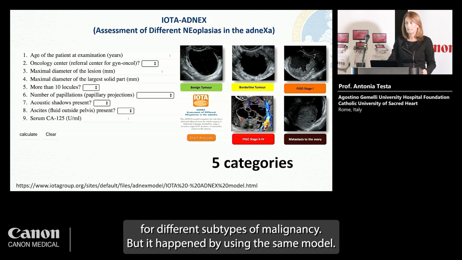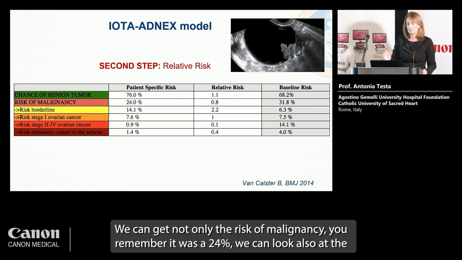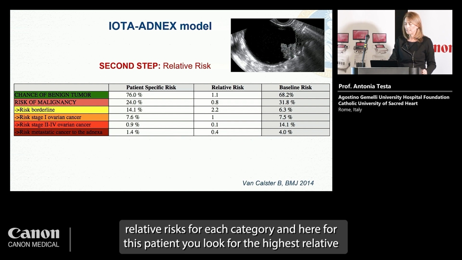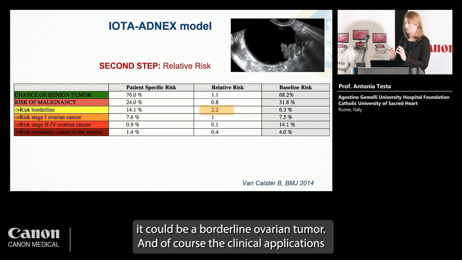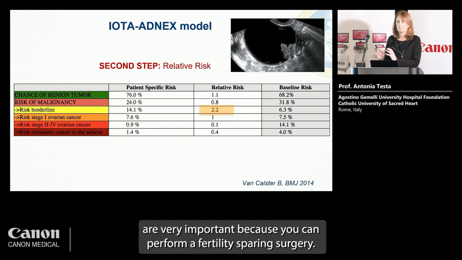But it happened. By using the same model, we can get not only the risk of malignancy, you remember it was 24%, we can look also at the relative risks for each category. And here, for this patient, you look for the highest relative risk. And so the model is telling you that the cyst seems to be malignant, but in particular, it could be a borderline ovarian tumor. And of course, the clinical applications are very important because you can perform a fertility sparing surgery.